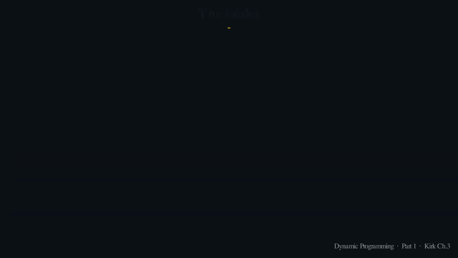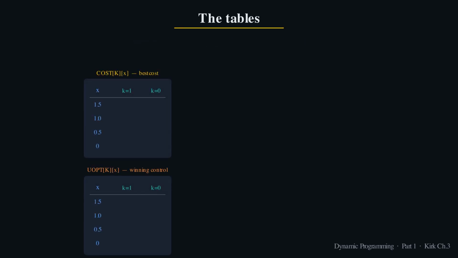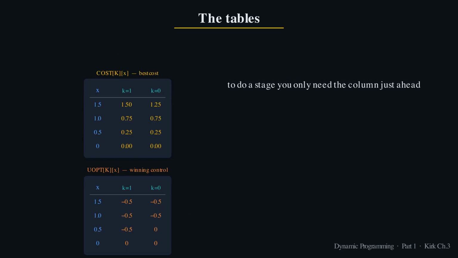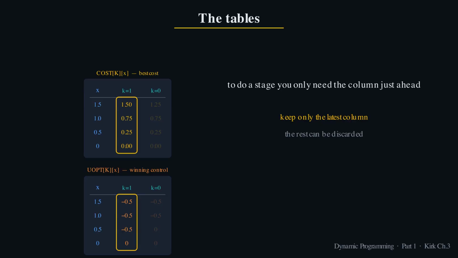Now repeat that little contest for every state and every stage. As it sweeps backward, the computer fills two tables. One holds the best cost at each state and stage. The other holds the winning control. And there's a nice economy here. To do a stage, you only ever need the table from the stage just ahead. So the machine keeps just the latest column in memory, not the whole history. When the sweep finishes, something quietly remarkable has happened. We never found a formula. We found a table.